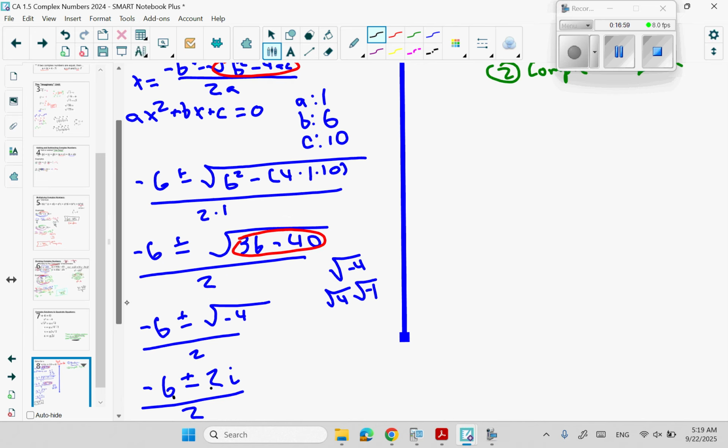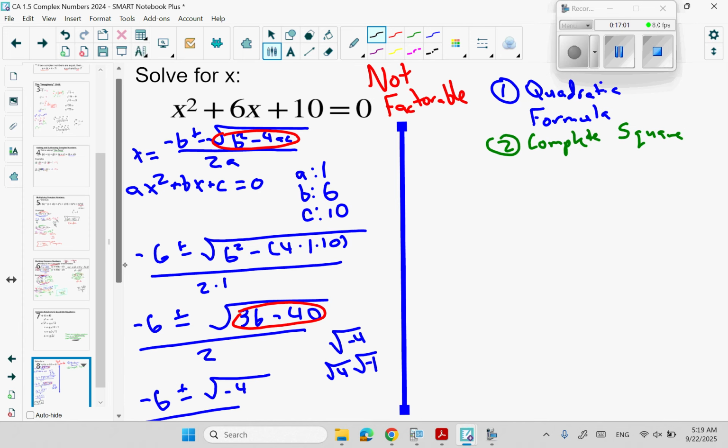Now, if I were to do the exact same thing with completing the square, I should get the same answer. Recall that in order to complete the square, you do your b term, you divide it by 2, and you square it. I often move my constant term over. So I'm going to do x squared plus 6x, leave a little space, and I'm actually going to subtract the 10 from both sides. So I get negative 10 over here.